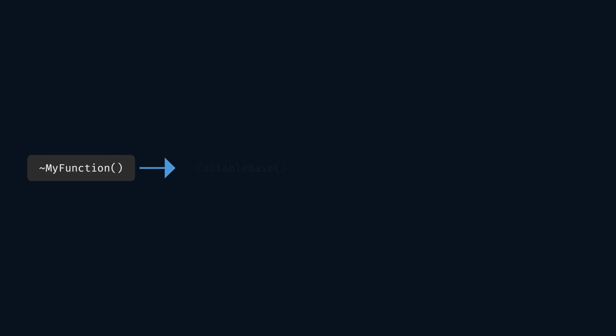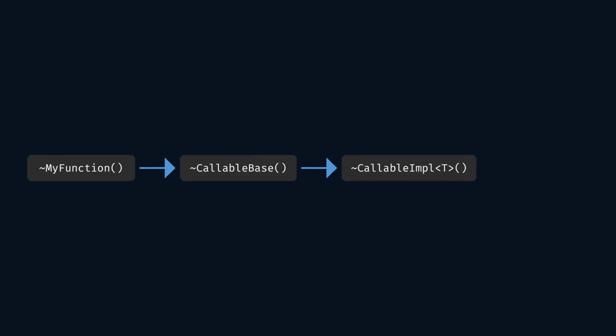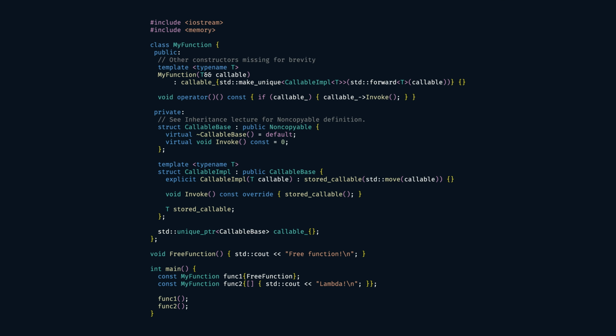Same logic applies when the myFunction object is destroyed. Its destructor will call the destructor of the callable base, which, having a virtual destructor, will call the destructor of callable implementation, which will in turn call the destructor of the actual callable object it holds. This is how the underlying callable object can be called and safely cleaned up without any memory leaks and without myFunction needing to know anything about the concrete type T. This is what type erasure is all about. And of course, if we run the code, we get the printout that we expect.